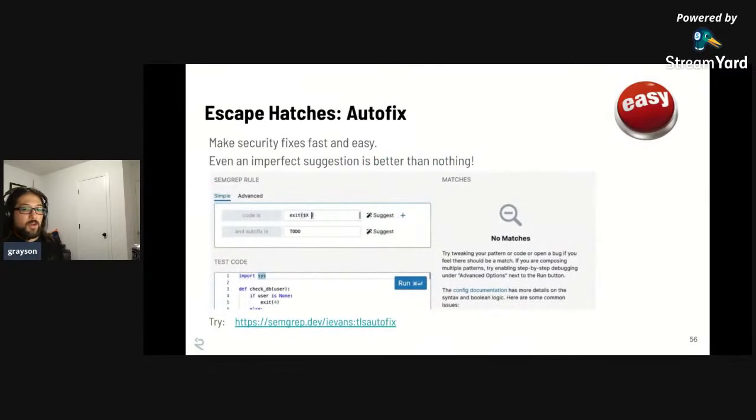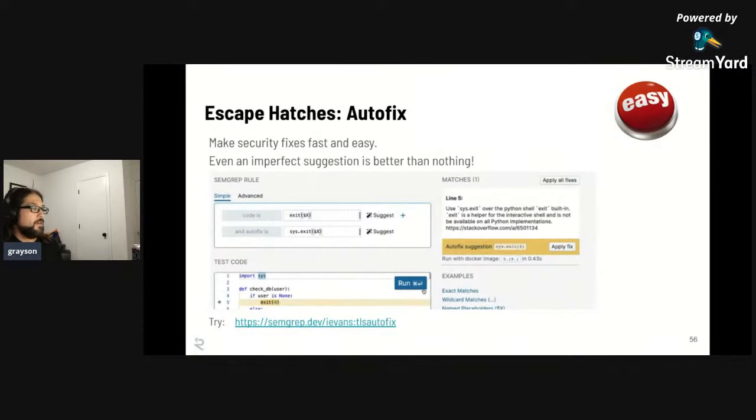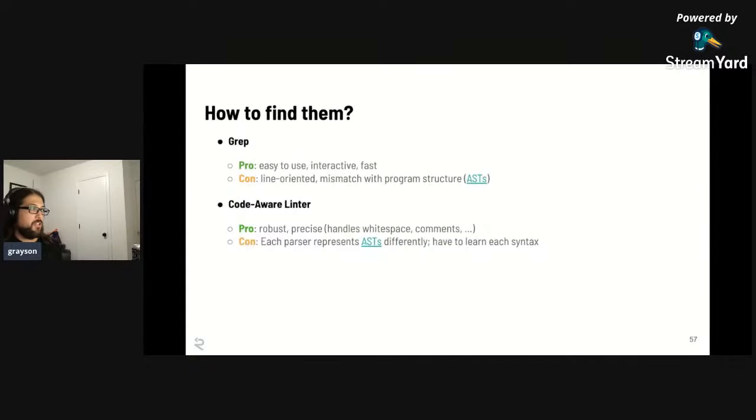If you can, autofixes are great because it literally reduces the amount of thinking a developer has to do in order to fix something to 0. And so it makes their job easier, and it makes our job much easier because we know things are getting fixed.